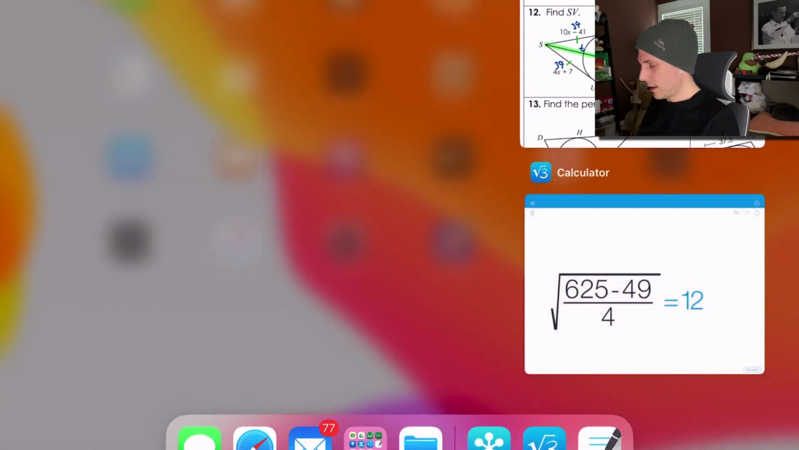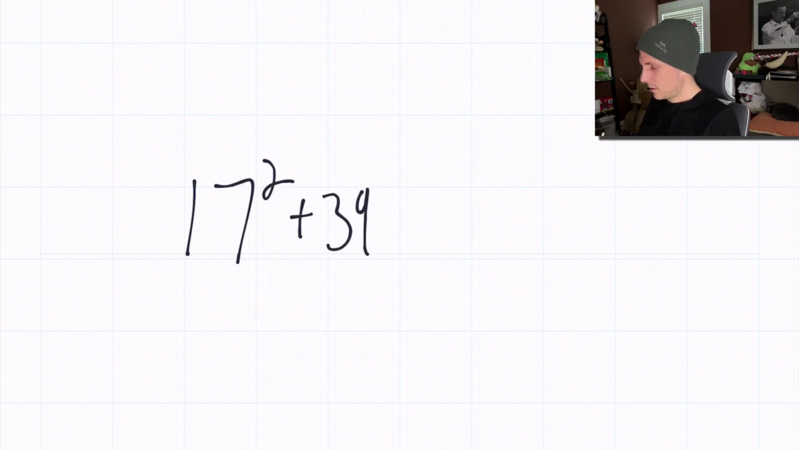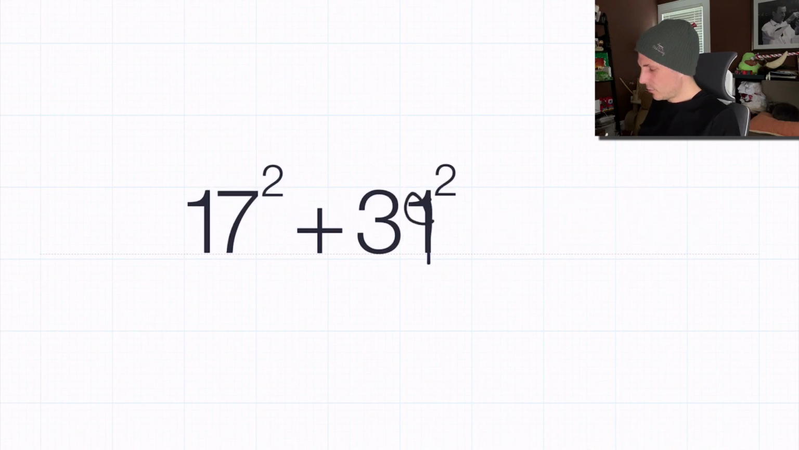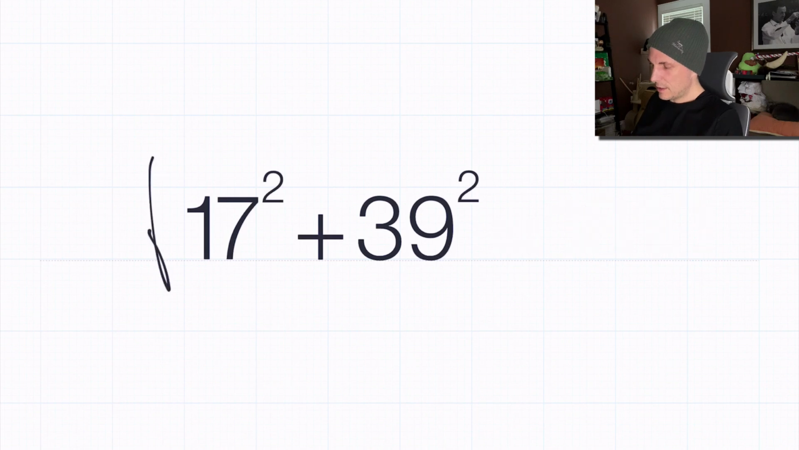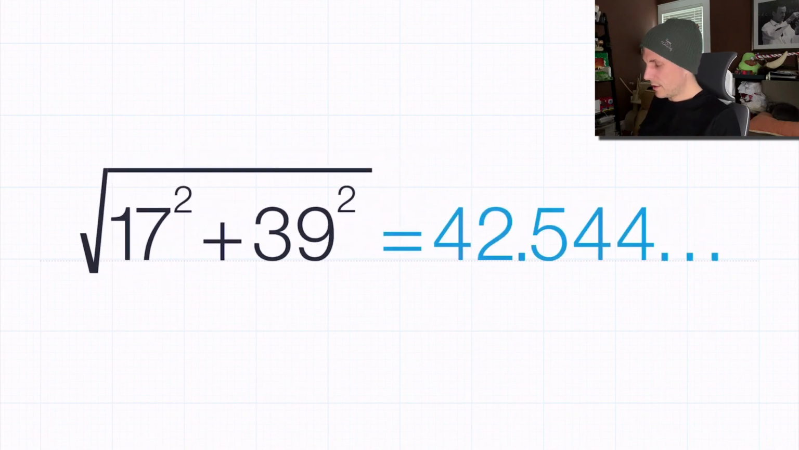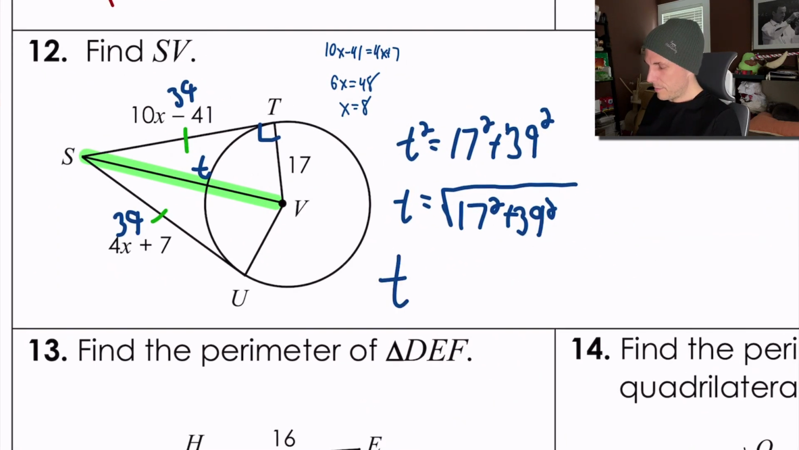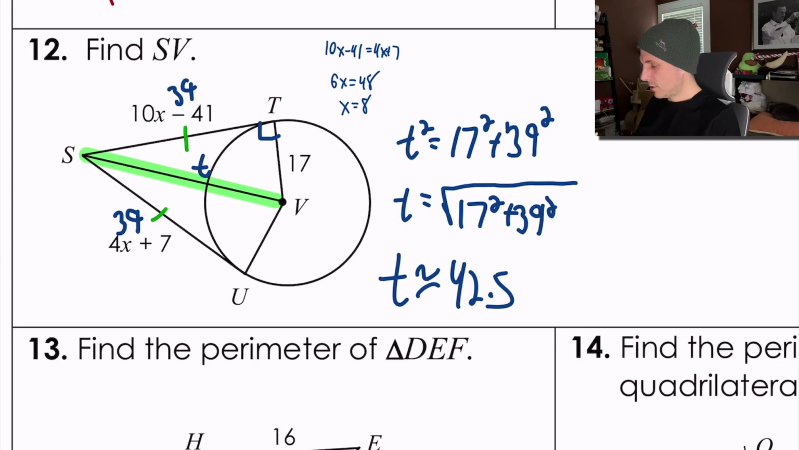Notice how I do that. I don't have a calculator handy, so I just do it that way. 17 squared plus 39 squared. Gotta work on my 9s. Let's do them normal. Okay, so 17 squared plus 39 squared is 1810. Take the square root of that, and you get 42.5. T is about 42.5, meaning the answer SV equals 42.5.